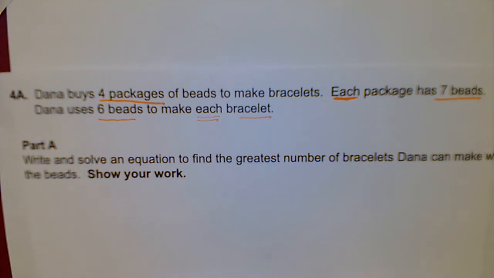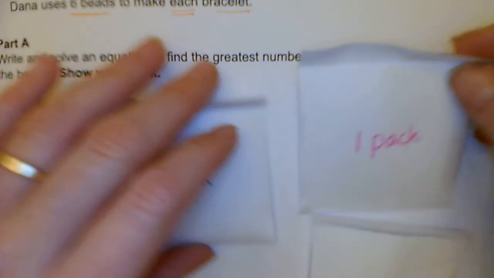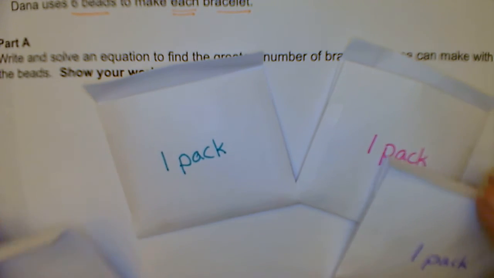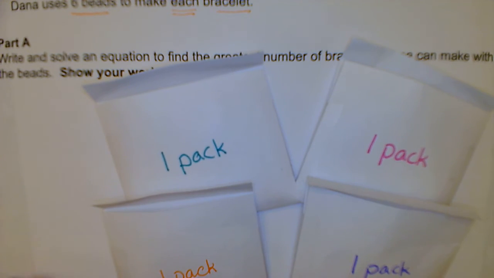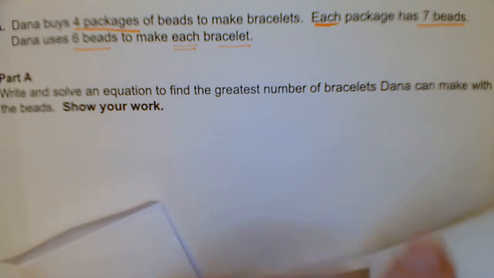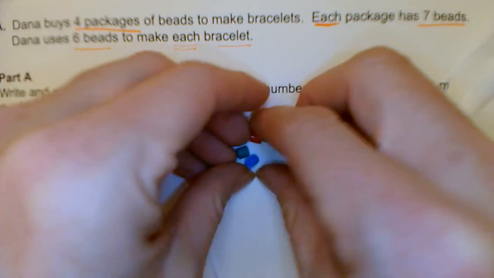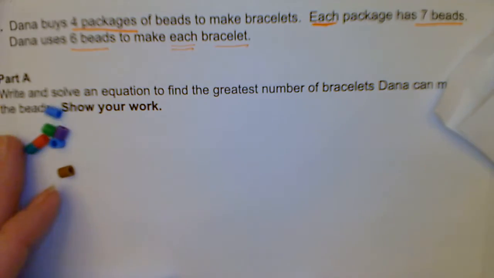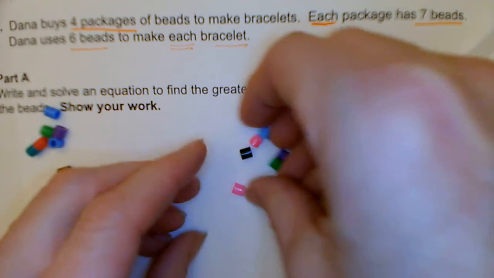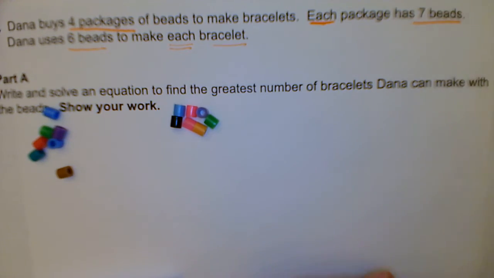Well, lucky for us, we have some packs of beads. So let's take a look at this. Remember, the first thing it told us was that we had 4 packs of beads, and there are our 4 packs of beads. And that each package has 7 beads in it. So let's take a look and see what's going on in here. Whoop, there's 7. So that's 1 package of 7 beads. I'm going to put that over there. Now let's see what's in here. 2 packages of 7 beads. Nice. All right, let's check out this one.